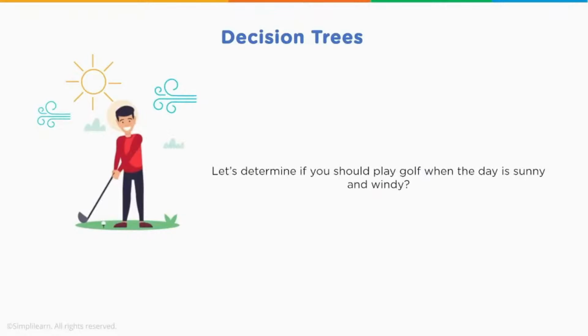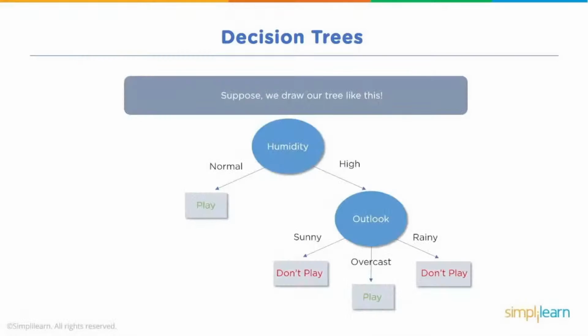In this case, is tomorrow a good day for playing golf based on the weather coming in? And so let's determine if you should play golf when the day is sunny and windy. So we found out the forecast tomorrow is going to be sunny and windy. And suppose we draw our tree like this. We're going to have our humidity, and then we have our normal, which is if you have a normal humidity, you're going to go play golf.